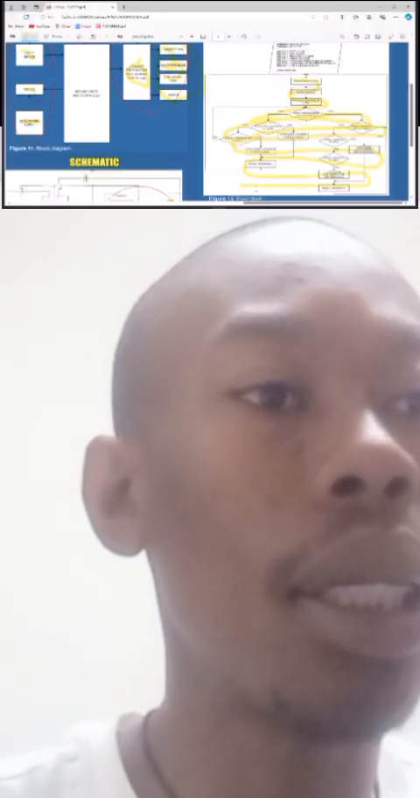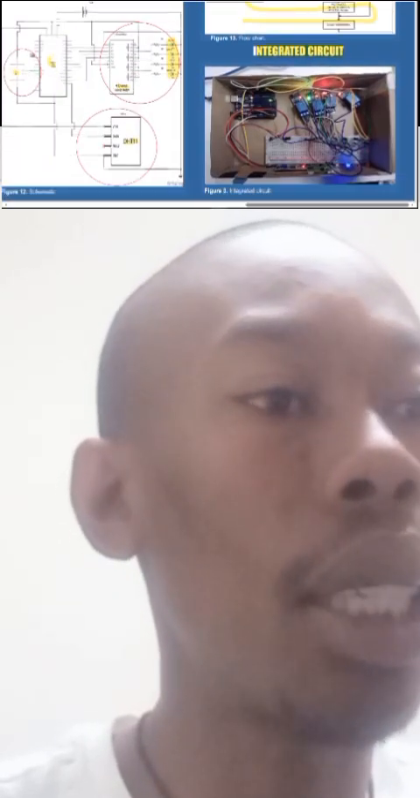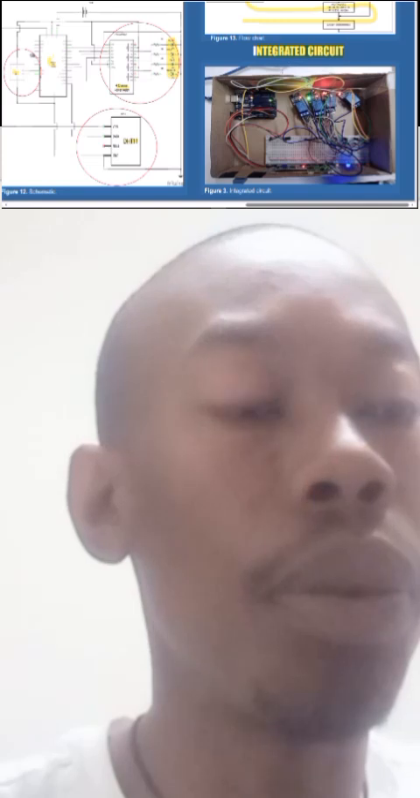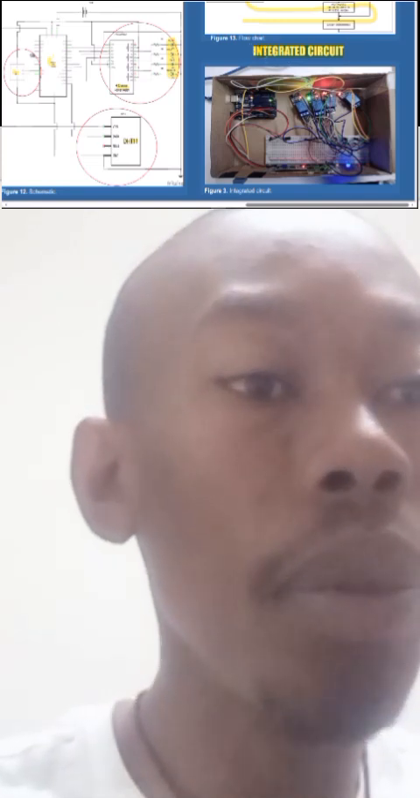Here you can see this is an integrated circuit. Now I'll be showing you how the integrated circuit works. I'll be simulating the parameters so that it can respond to the parameters that I will be simulating. Let's proceed.